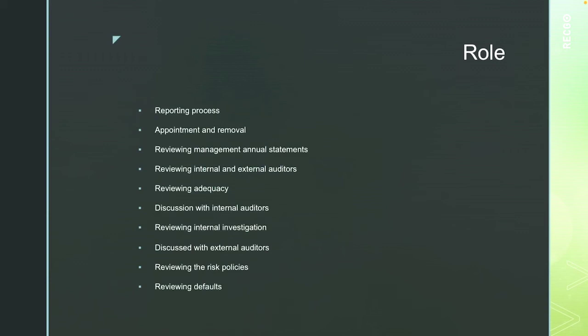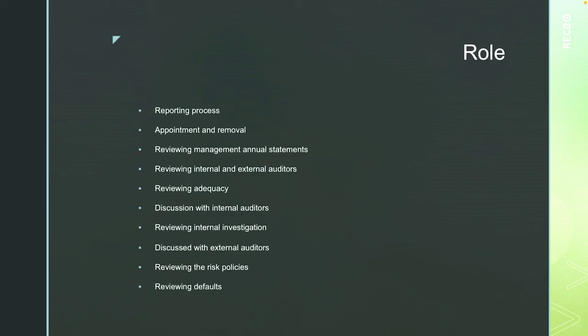Then discussion with internal auditors. Yes, the audit committee has to discuss with the internal auditors regarding any findings, explanations or clarifications. Then reviewing internal investigation. Yes, the audit committee has to review the findings of any internal investigations by the internal auditors into matters where there is suspected fraud or irregularities or a failure of the internal control system of a material nature, and report the matter to the board.